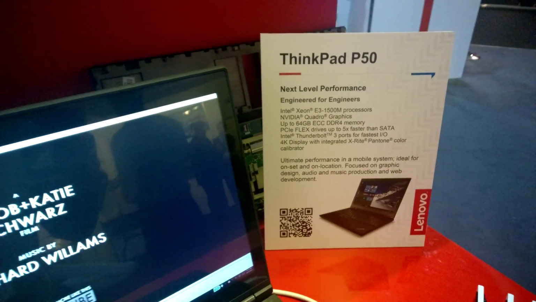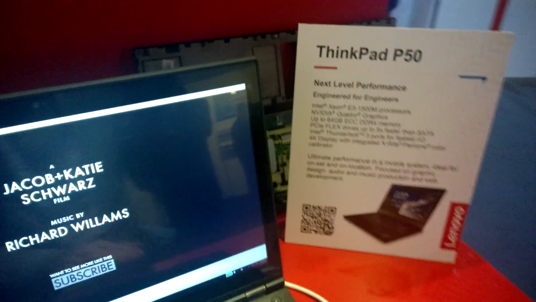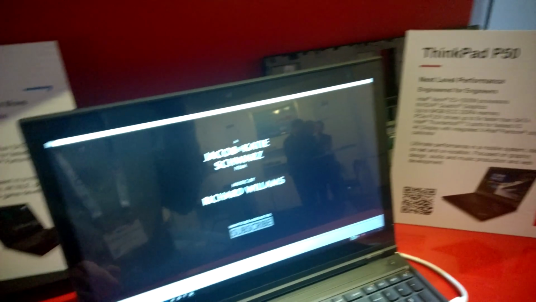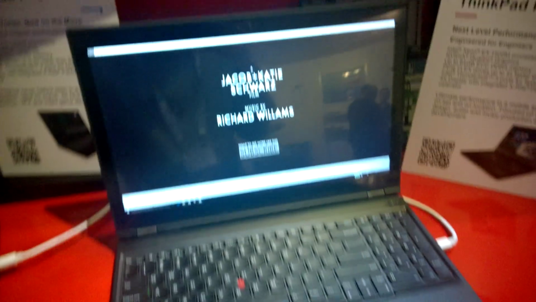I'm from ThinkScopes. I'm now here with a Lenovo ThinkPad P50. This is the successor to the W541.